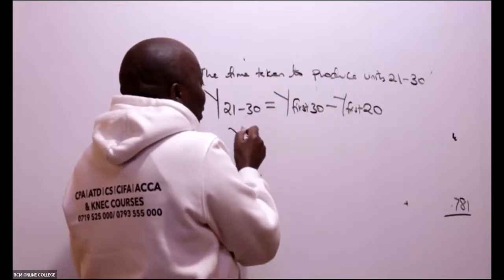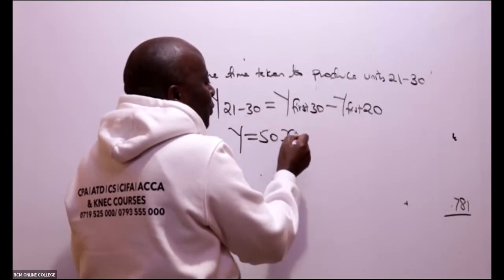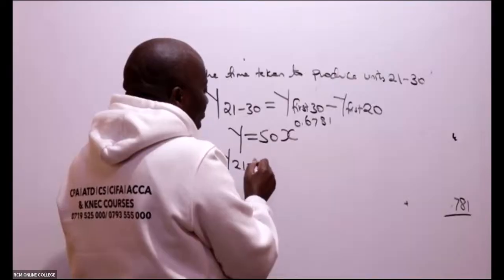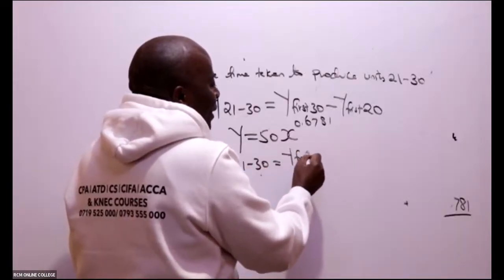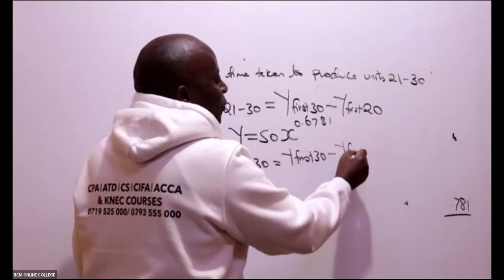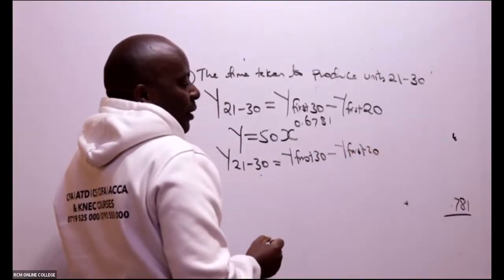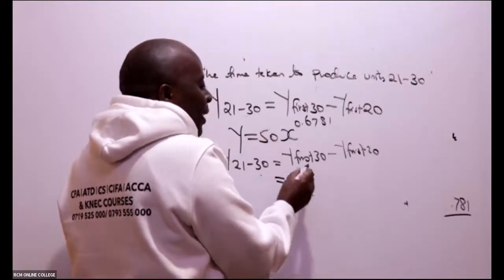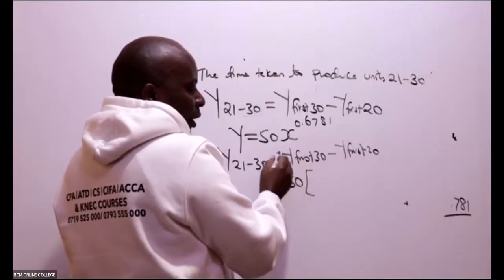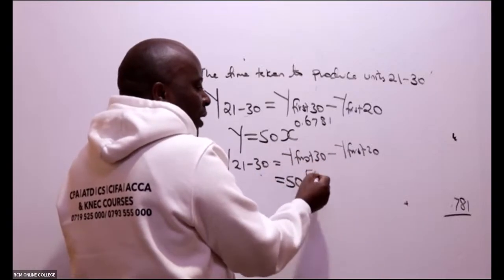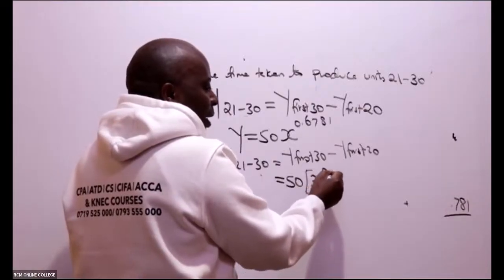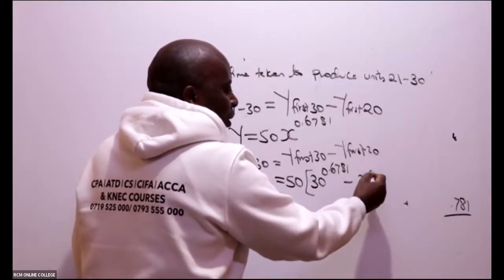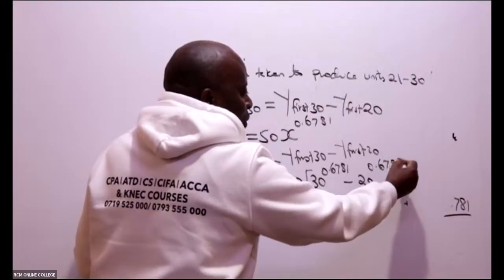And if you remember, we had our Y. Our Y was 50x raised to 0.6781. And you're telling me that Y 21 to 30 is Y first 30 minus Y first 20. If we are in agreement, I'm plugging in. This 50 will be applicable to each of these, so the 50 will be put outside. 30 is the first X there, so 30 raised to 0.6781 minus this is the second X, 20 raised to 0.6781.